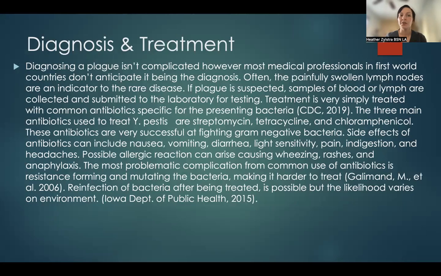Diagnosis and treatment. Diagnosing a plague isn't complicated. However, most medical professionals in first world countries don't anticipate it being the diagnosis. Often the painful swollen lymph nodes are an indicator of the rare disease. If plague is suspected, samples of blood or lymph are collected and submitted to the lab for testing.